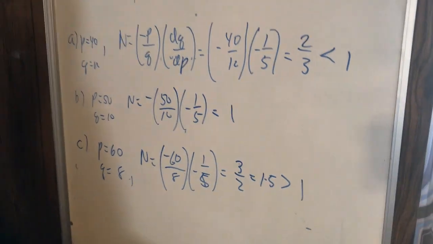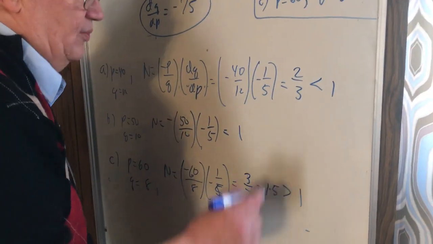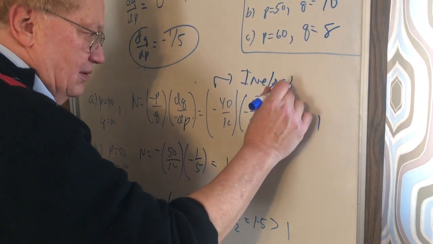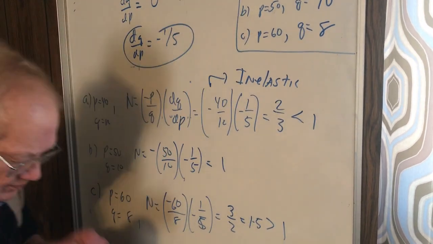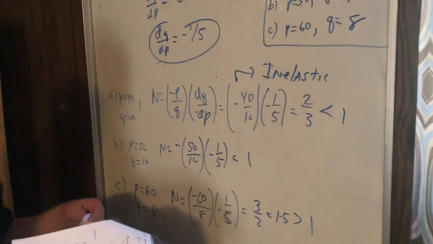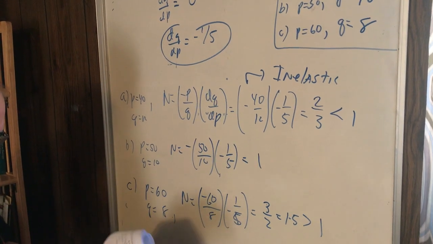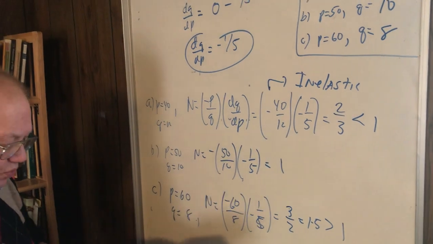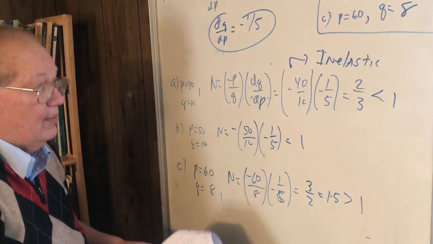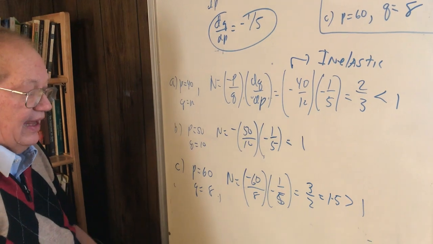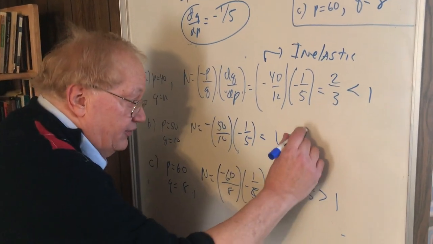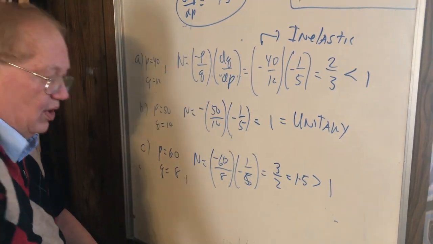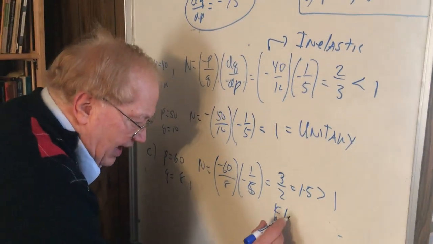So what do we have here? This is less than 1. This is inelastic. Go back to our rule page. When N is less than 1, it is inelastic. This is 1, so this is unitary demand. This is greater than 1, this is very volatile, this is elastic.